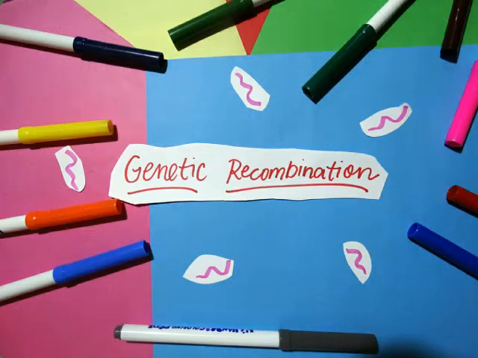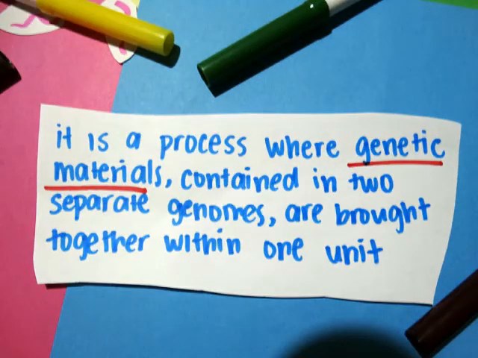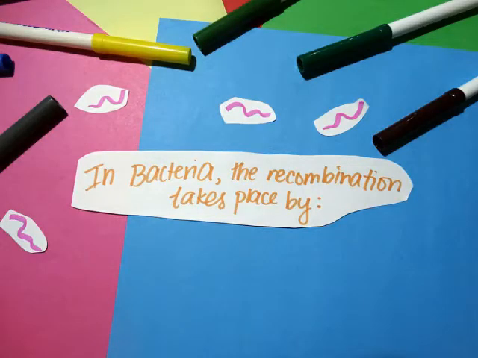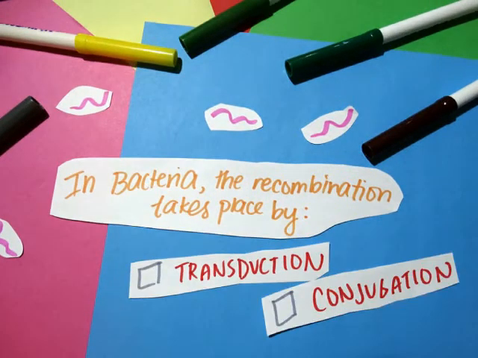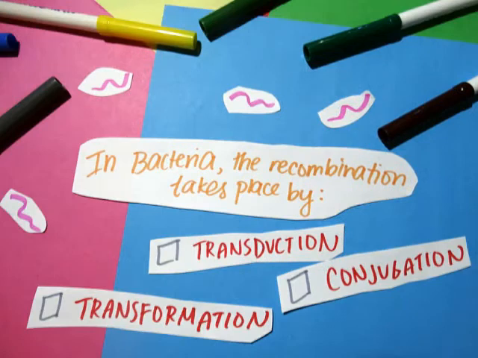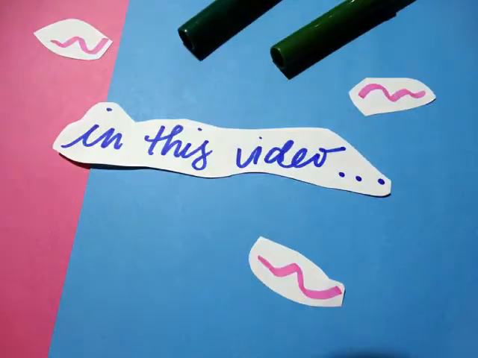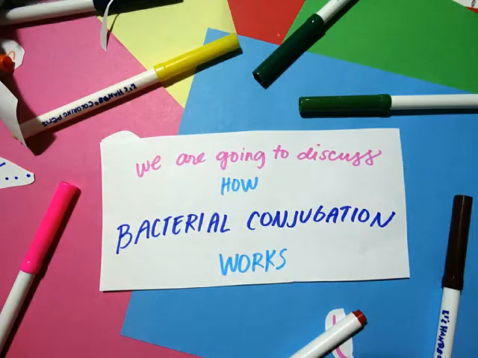Genetic recombination is a process where genetic materials contained in two separate genomes are brought together within one unit. In bacteria, the recombination takes place by transduction, conjugation, and transformation. In this video, we are going to discuss how bacterial conjugation works.